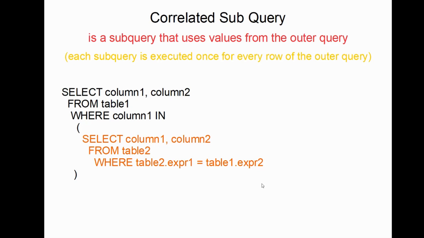So now it's got to actually go up here to get some value. So it goes up here to look at the row I'm on currently in this table, does something, and compares it to something in this table. So it's got to keep jumping back and forth for every row that's up here. So a correlated subquery can actually be very inefficient. If you have lots and lots of rows, it can actually be quite slow.